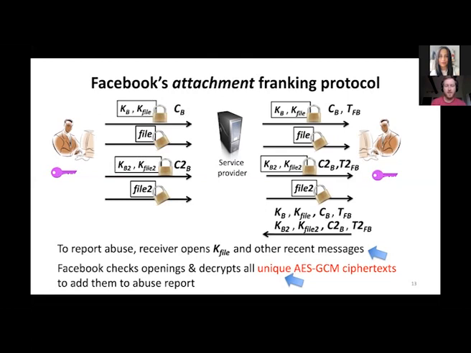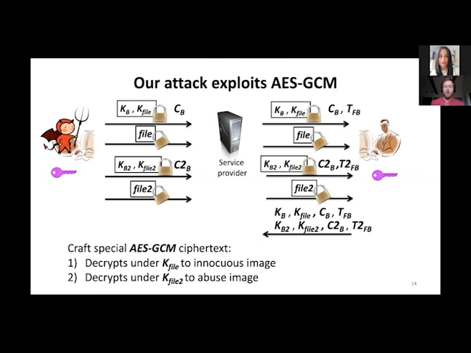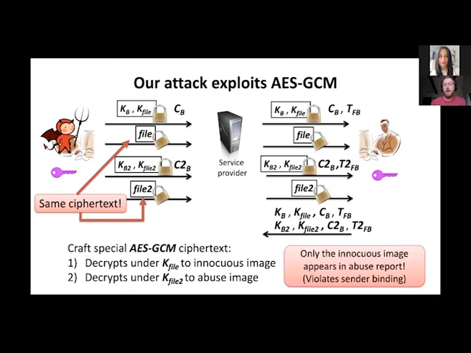And this, at first glance, seems like it's fine as an efficiency improvement. But what we show is how to exploit AES-GCM, and in particular, show a malicious sender that can build specially constructed ciphertexts, a single ciphertext, that decrypts under two different keys. So one key, K file, decrypts this particular ciphertext to an innocuous image, and another key, K file 2, decrypts it to an abusive image. And the point being that, because we can arrange for it to be the same ciphertext, when the abuse report occurs, if you do it in the right order, only the innocuous image will end up in the abuse report, and the other one will essentially disappear and be invisible to the moderation system.